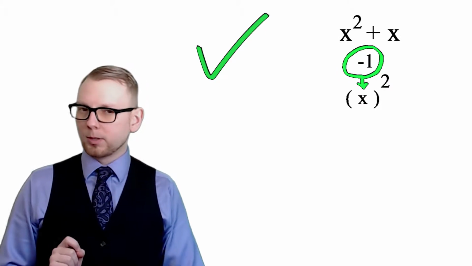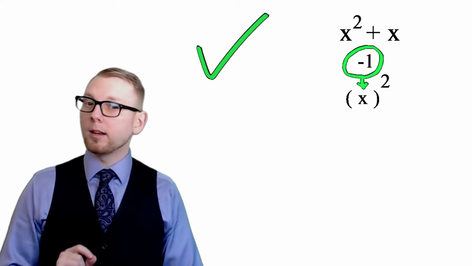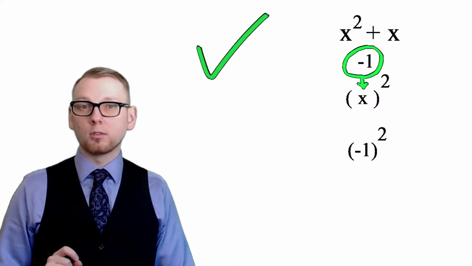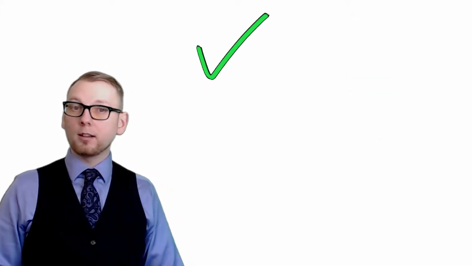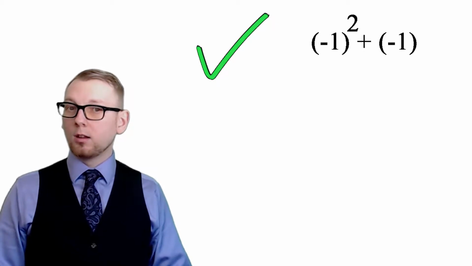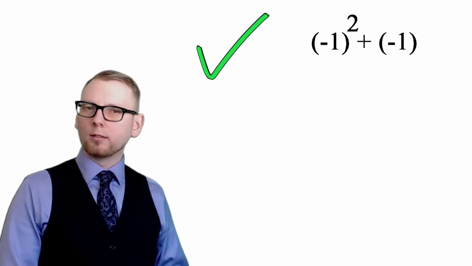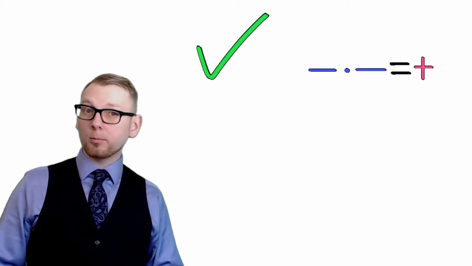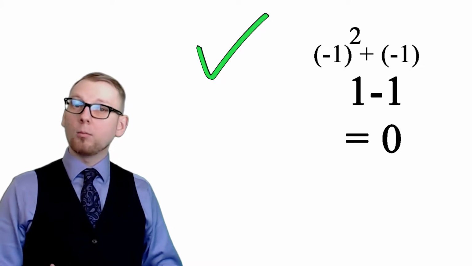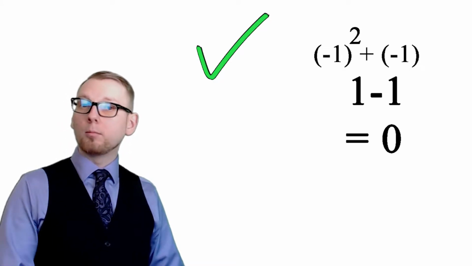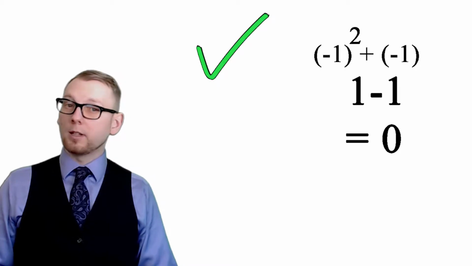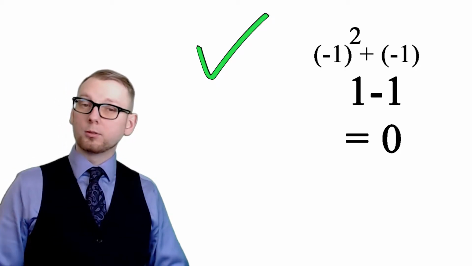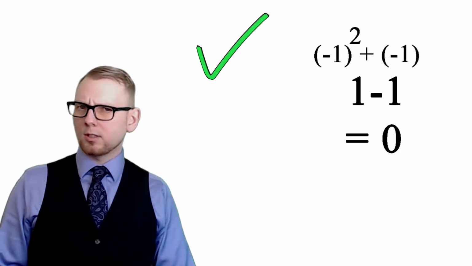If we do it the right way, we're going to put the minus 1 inside where the x would be, because the x is squared, so minus 1 is squared. So we'll have (minus 1) squared plus (minus 1). Minus 1 squared is a negative times a negative, so it's positive. So we have plus 1, then minus 1. And so we have 1 minus 1, which equals 0. Hope that helps you see the difference.